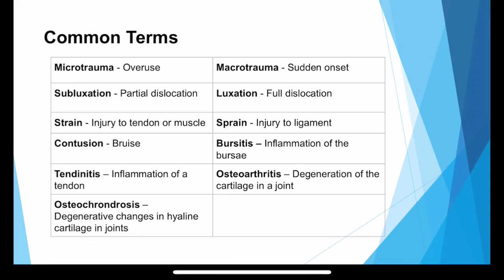Bursitis. So we actually have a sac called our bursa sac, and that's going to be located around our joints. And bursitis is an inflammation of that bursa. Tendinitis is inflammation of a tendon. And osteoarthritis and osteochondrosis seem very similar. There's literally like one word that's different in their definition, so just be aware of that.